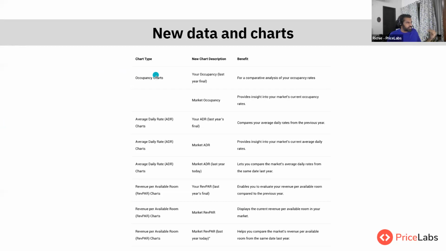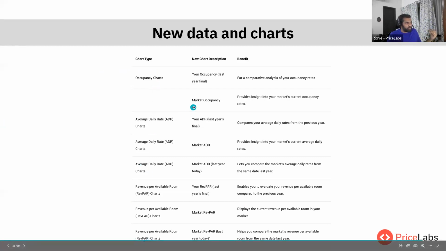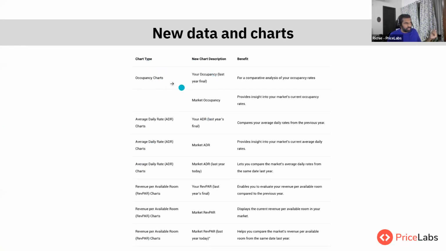So there are a few different chart types, and we'll again make this accessible via email, but we show occupancy charts where you can very easily compare your occupancy compared to last year final. And this allows you to understand how your occupancy is doing. Are you doing better or worse this year? It also allows you to compare against market. What that allows you to do is try to answer the question of, is it my listing or is it the market, right? So it allows you to answer that question.